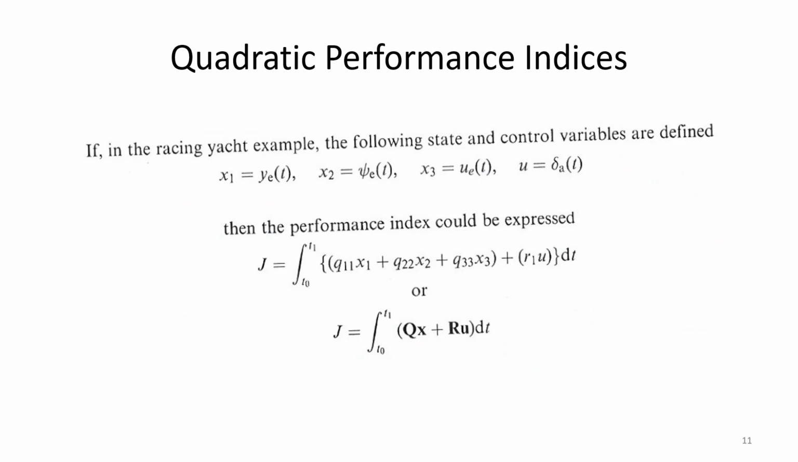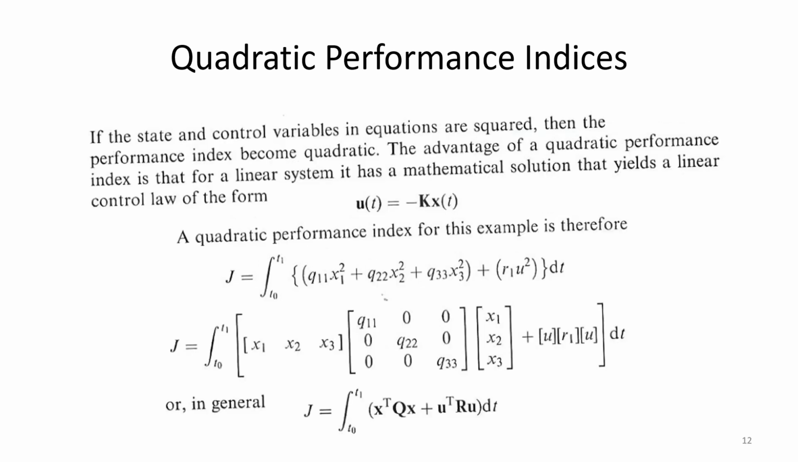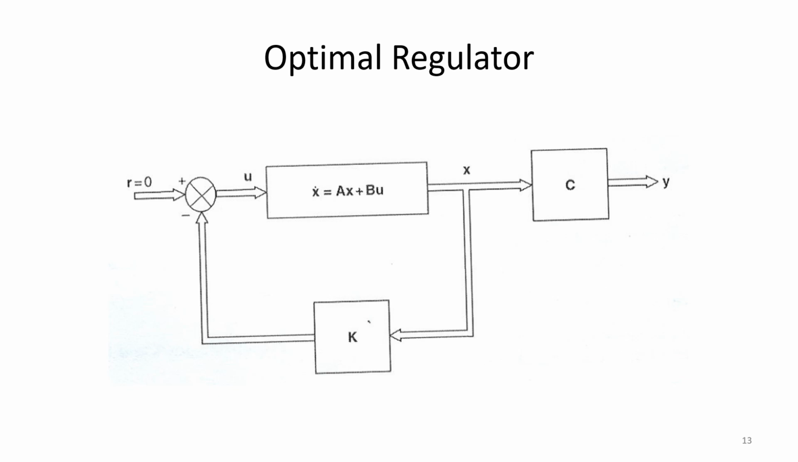Coming to the quadratic performance index, you represent it as J equal to the integral of (x transpose Q x plus u transpose R u) dt. Here the control law is u equal to minus K x. The same objective function can be represented as q11 x1 squared plus q22 x2 squared plus q33 x3 squared plus r1 u squared, integrated with dt, or as x transpose Q x plus u transpose R u. This is the state of the system and this is the control vector, with u equal to minus K x, followed by the output y equal to C x.